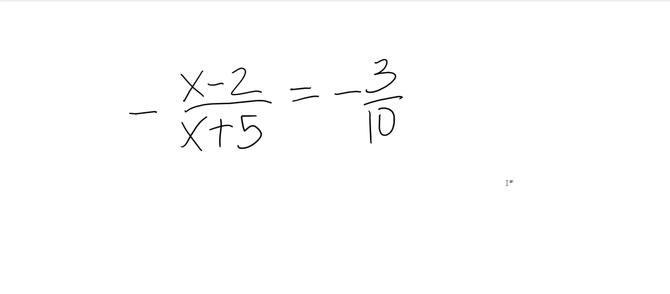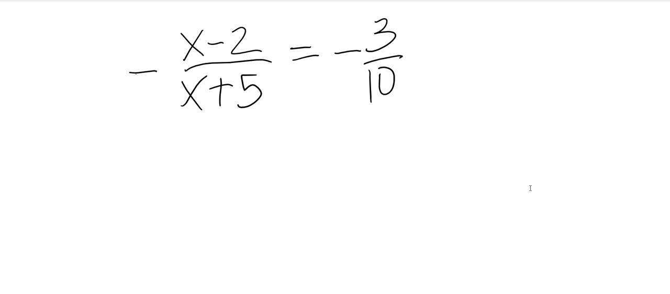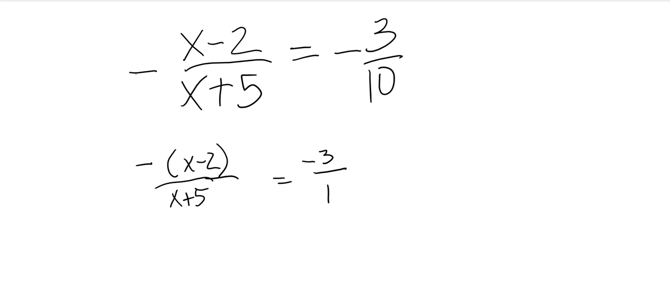Sometimes you'll see that negatives are involved, and if that's the case, you want to apply the negative to either the top or the bottom, but not both, because if you did that, a negative over a negative is a positive, and you're changing the value of that fraction. So what that means here is I can think of this as negative x minus 2. Again, the negative is applying to all of that, so make sure I put that in parentheses, over x plus 5 is equal to negative 3 over 10.